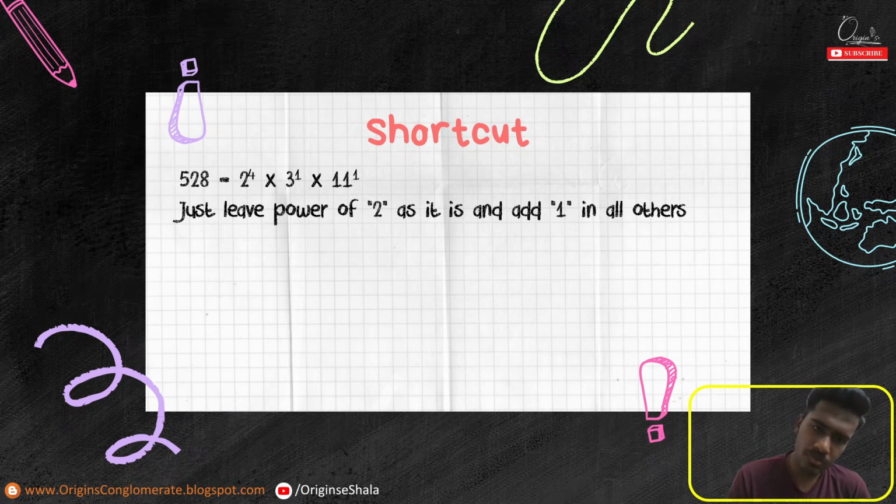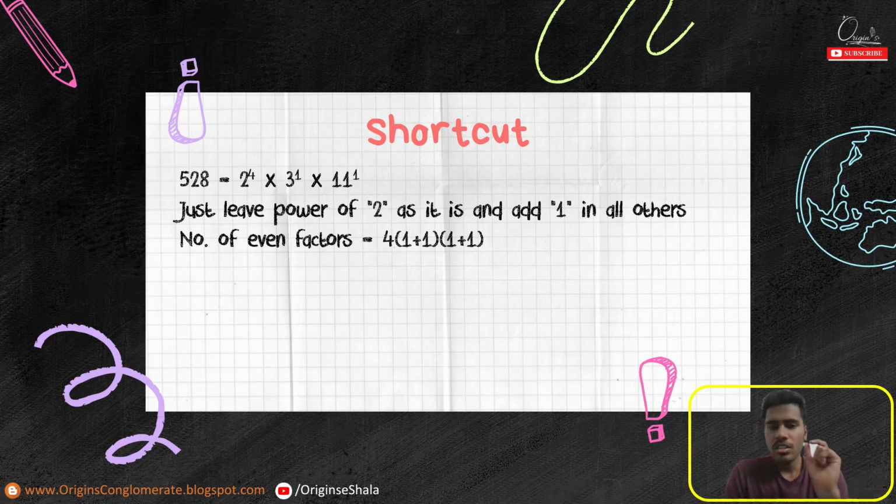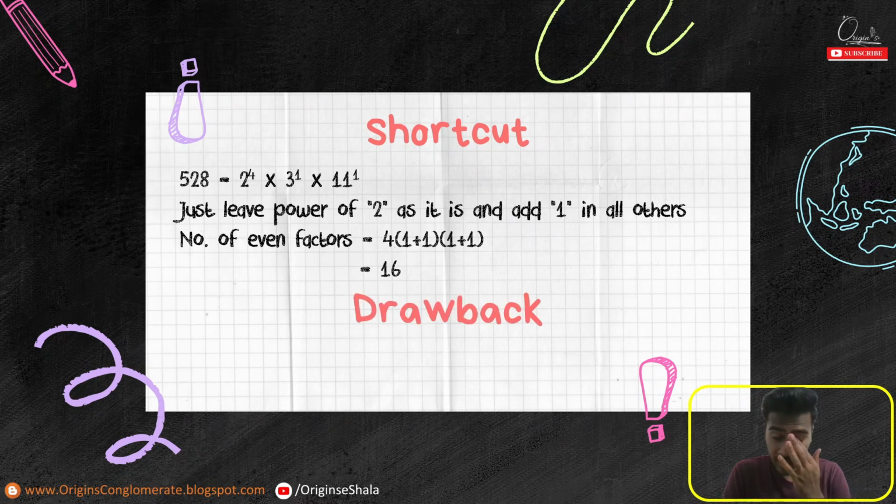And if you think logically, from a permutation combination point of view, what has changed? The power of 2 cannot be 0 now. It has to be at least 1. So that's why I will not be adding 1 to the power of 2, and I will keep it as it is. And that will give me 16. So yeah, that's my answer.